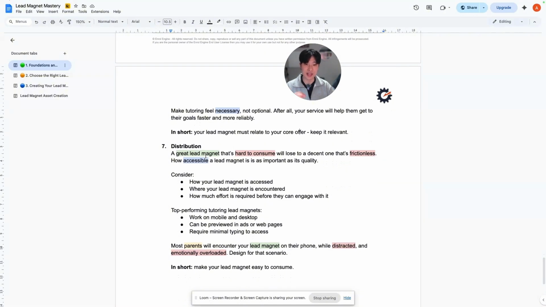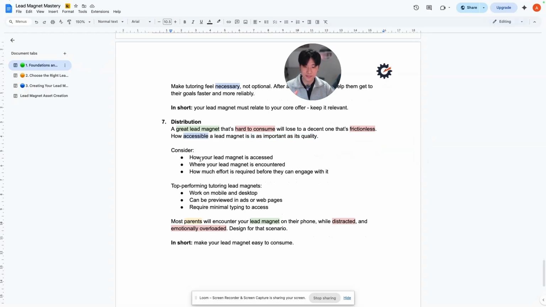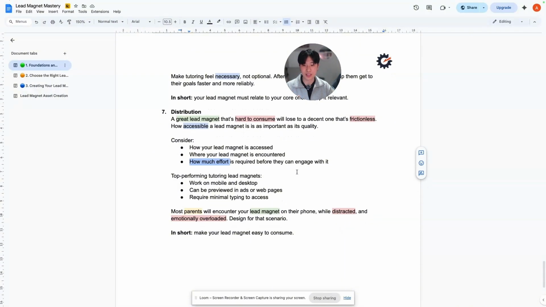Let's move on to the seventh and final principle, which is distribution. A great lead magnet that's hard to consume will lose to a decent one that's frictionless. How accessible a lead magnet is, is as important as its quality. So consider how your lead magnet is accessed, where it is encountered, and how much effort is required before they can actually engage with it.